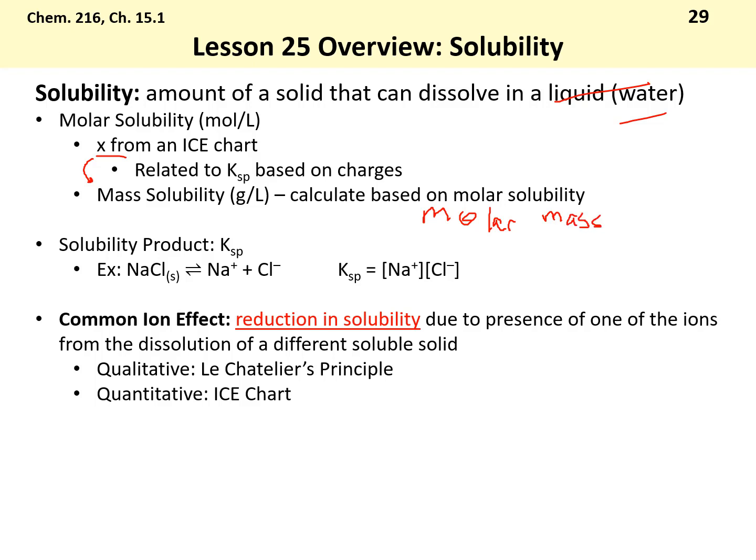All right, we talked about KSP, which is our solubility product. And we also talked briefly about the common ion effect. That's reduction in solubility due to the presence of a common ion. It reduces solubility. We know this because of Le Chatelier's principle. We could actually figure this out with an ice chart, but we're not going to do it here.